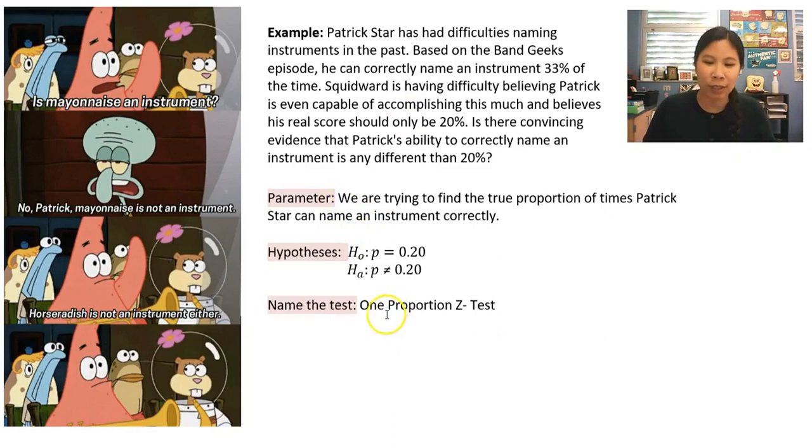So here we name our test: one proportion z test. I'm telling people this is the test I'm doing. The reason why I need to name it is because as we go on through the rest of our chapters, we're going to add like 9 more names to our list. So, you know, there's that to look forward to.